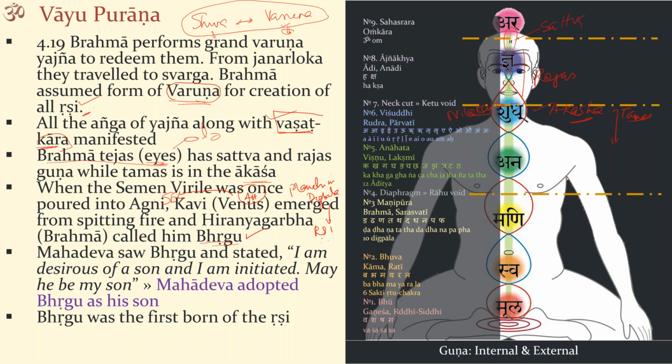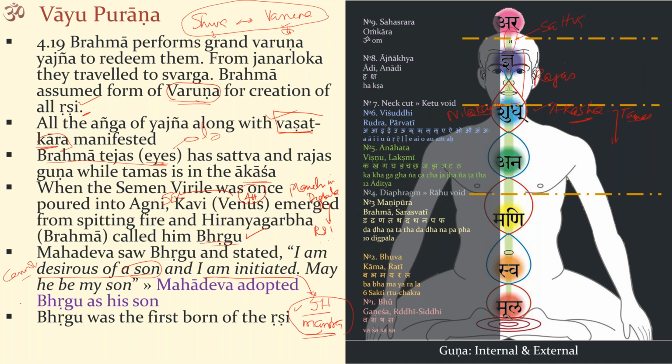Mahadev saw Bhrigu and stated, I am desirous of a son and I am initiated. What do you mean by initiated? Where does initiation come? Mantra initiation is in the fifth house. So without mantra initiation, you cannot have a son. If you have a son without mantra, that son will be coming without the Rishi Kripa.